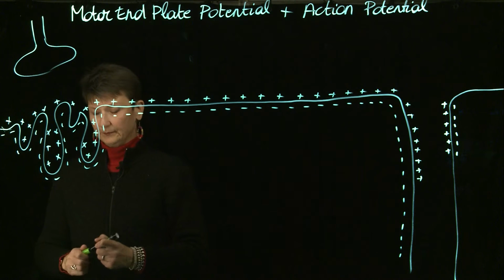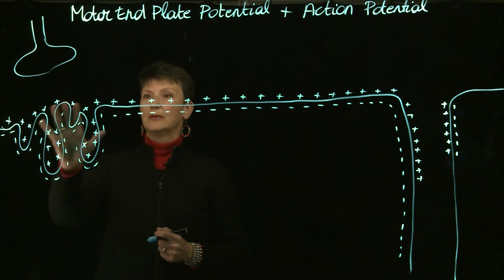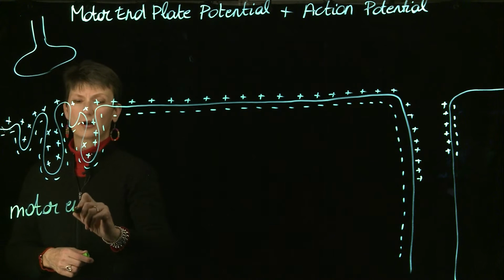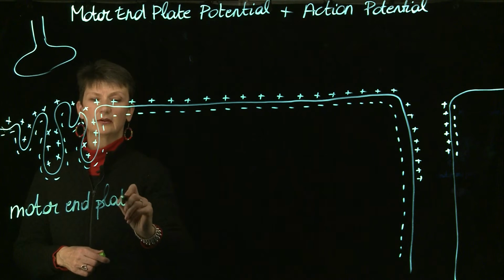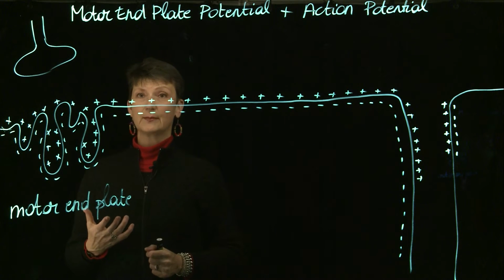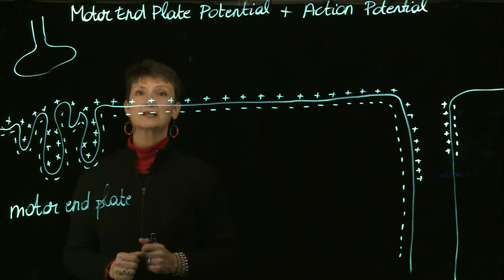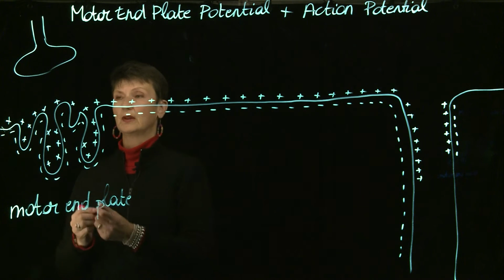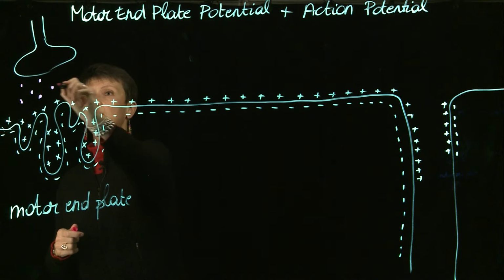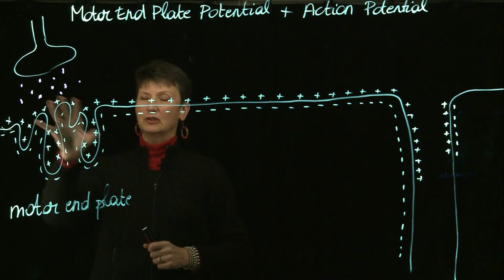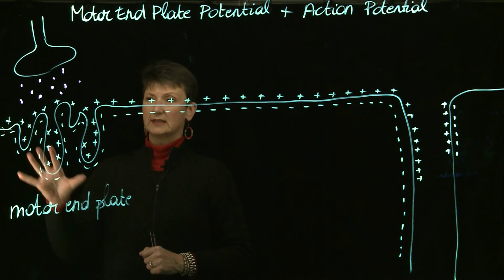So over here, where the motor end plate is, this is the region of the sarcolemma that is very convoluted, so that we increase the surface area for the number of acetylcholine receptors that we need here. Remember, these acetylcholine receptors are proteins that will change their three-dimensional shape the moment acetylcholine binds to them. So if we have our acetylcholine being released here by our axonal terminal bulb, that acetylcholine will eventually bind to all of these receptors located in the motor end plate.